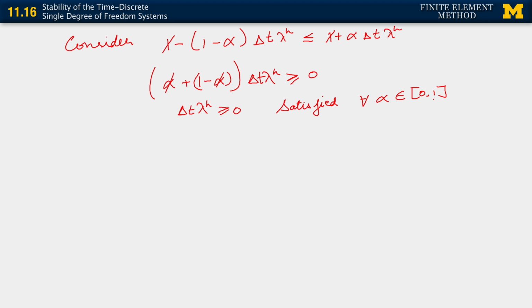All right, now let's consider the left-hand side inequality. That left-hand side inequality is that minus 1 plus alpha delta t lambda h is less than or equal to 1 minus alpha delta t lambda h. All right. So now let's work with this a little.